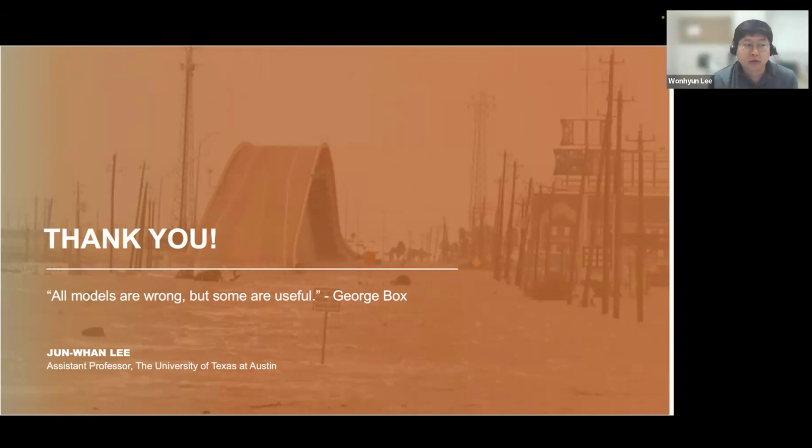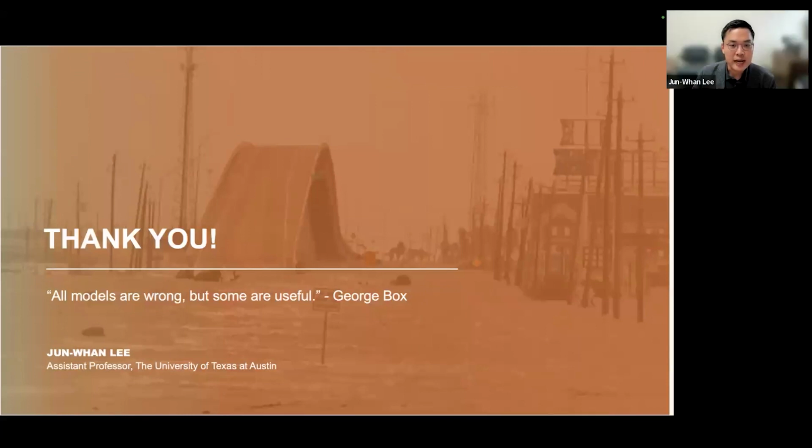Okay. Another question is, for your machine learning techniques, how many hours or how many days into the future can your technique forecast? I mean, in terms of preparing the evacuation, something like that.